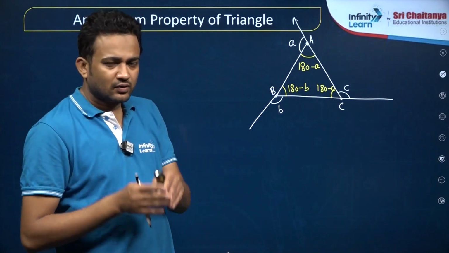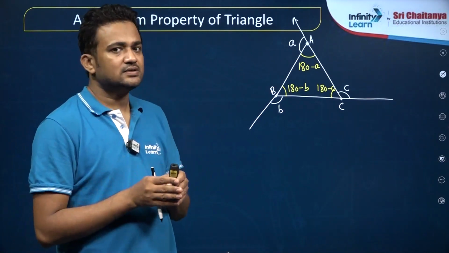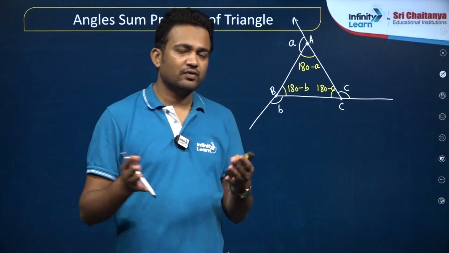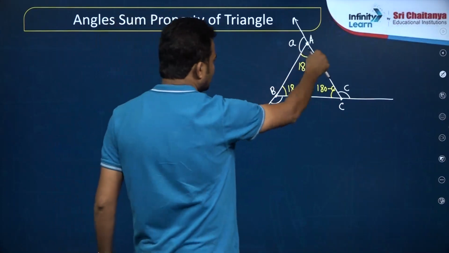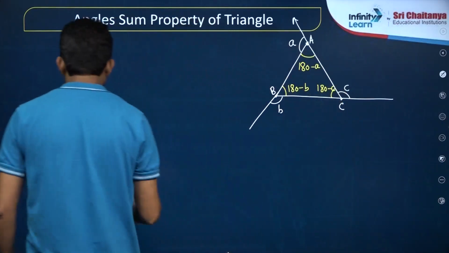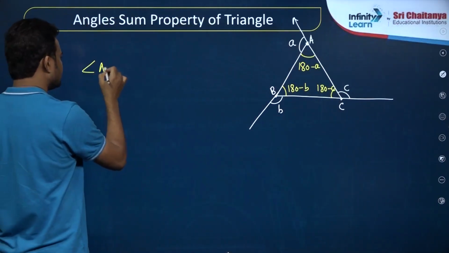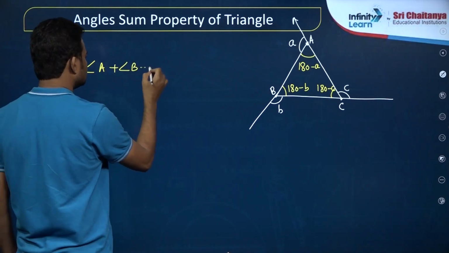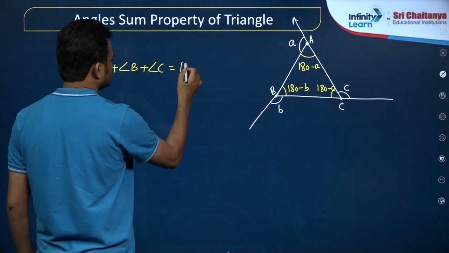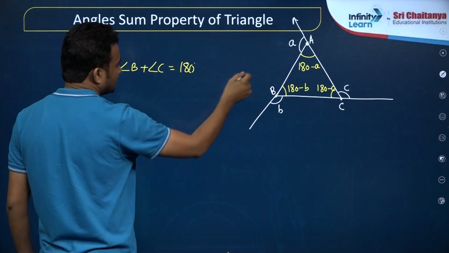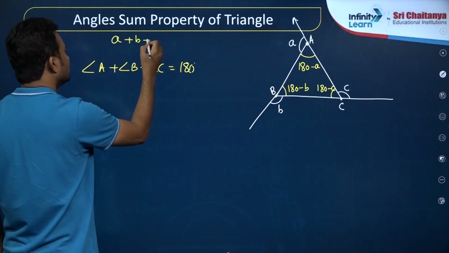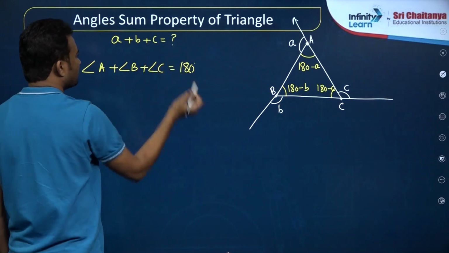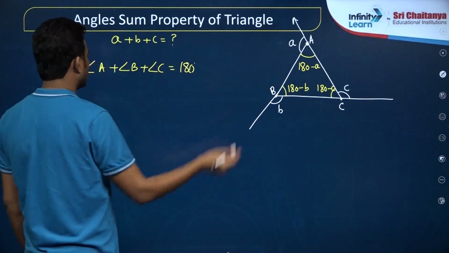Now, the next thing: we have already proved that the sum of interior angles of any triangle is always 180 degrees, means angle A plus angle B plus angle C is always 180. Let us substitute the values to find A plus B plus C. What we have to find? A plus B plus C. That is the sum of exterior angles of any triangle, right?